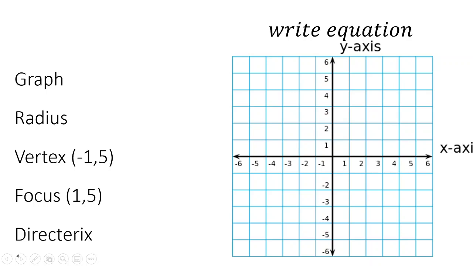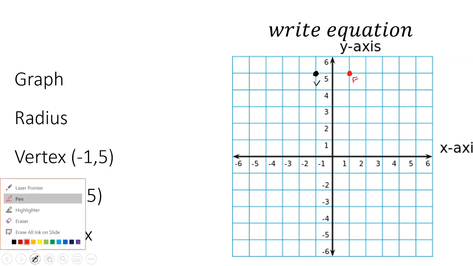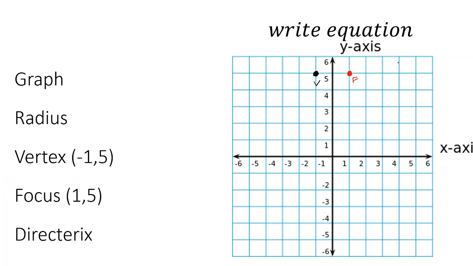Let's do this problem now. I know the vertex is at negative 1, positive 5. That's the vertex. And as long as I'm careful, I think you guys will do just fine at this. Now the focus is at positive 1, 5. So right there. So the focus. So can I now pretty much graph this parabola? Wouldn't the parabola probably go like that?